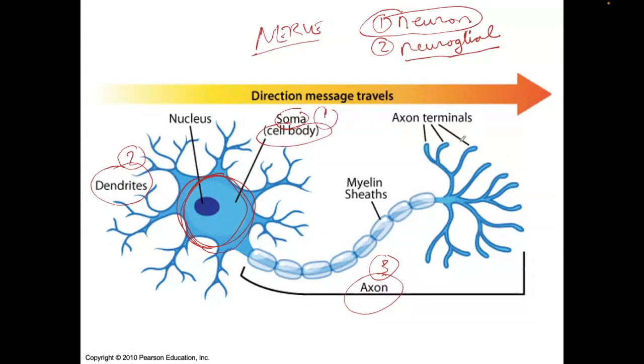At the very end of the axon, there's an axon terminal. And what we have here at the axon terminal are referred to as synaptic end bulbs. Think of it as a light bulb right at the end. They're going to store neurotransmitters.